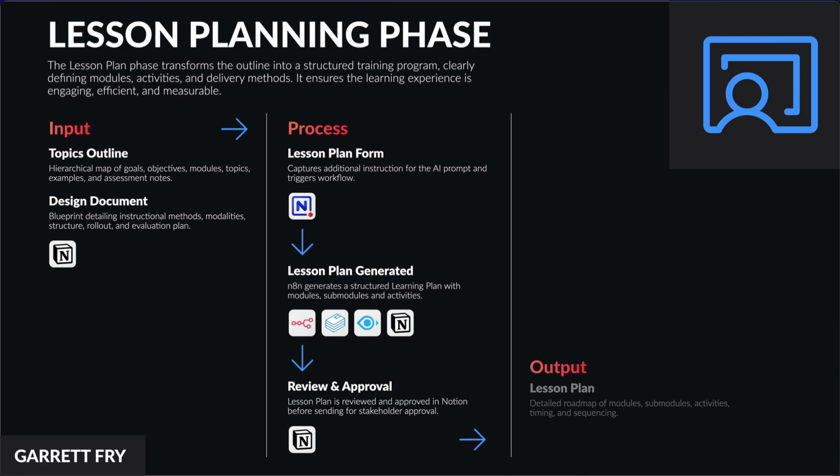Your output of this phase is the lesson plan, which is a detailed roadmap of modules, submodules, activities, the timing it takes for participants to complete these activities, and the sequencing of the training. It's this part of the workflow where everything really comes together, so let's go see what that looks like.